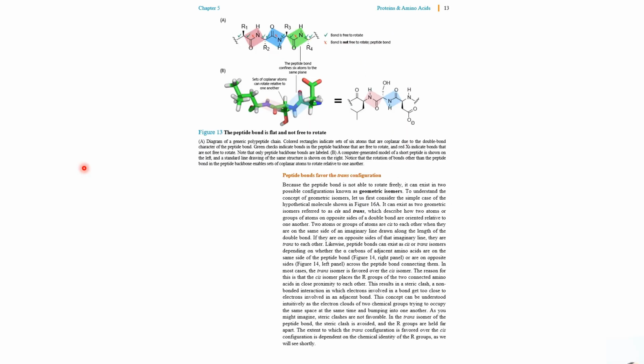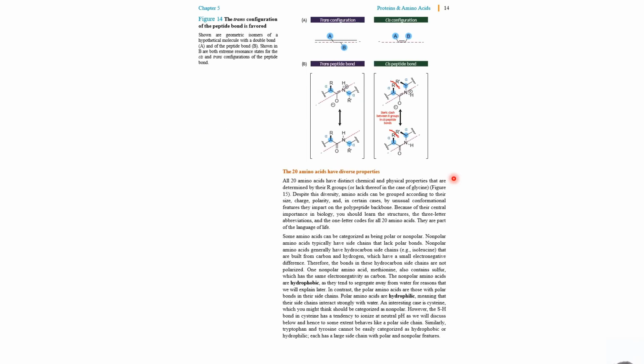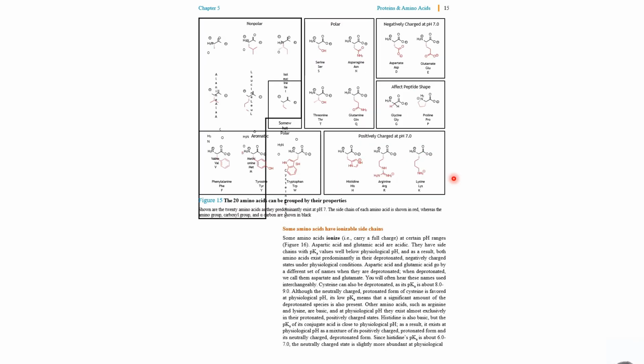So peptide bonds always favor the trans configuration, because the peptide bond is not able to rotate freely, right? So it can exist in two possible conformations known as geometric isomers. To understand the concept of geometric isomers, let us first consider the simple case of the hypothetical molecule shown in figure 16a.